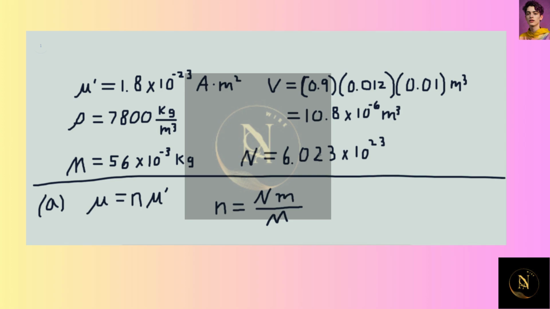Okay, so, well, what is the mass of the iron bar, little m? Well, the mass of the iron bar, little m, is just going to be equal to the density, rho, which we know, times the volume, V, which we also know. So since we know Avogadro's number, since we know rho, since we know V, since we know capital M, which is the mass of one atom of iron, and since we know mu prime, the magnetic dipole moment of one atom, we can solve for mu.